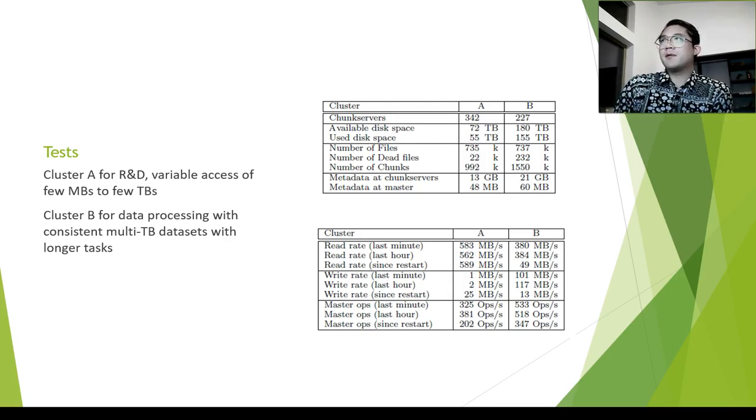Masters also recover from failure quickly, as they're just 50 to 100 megabytes of metadata, and chunk servers are very fast as they are pipelined. They send data to the closest chunk server.